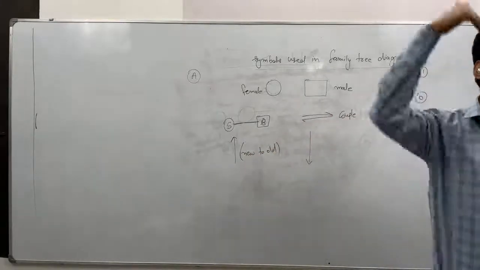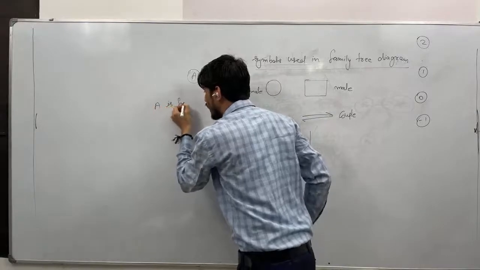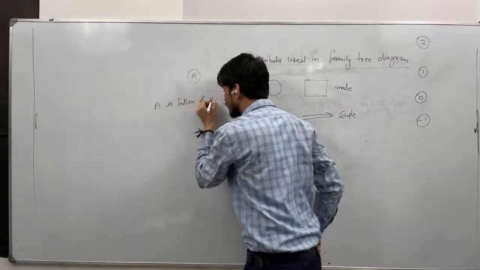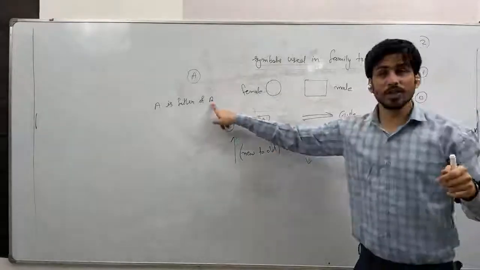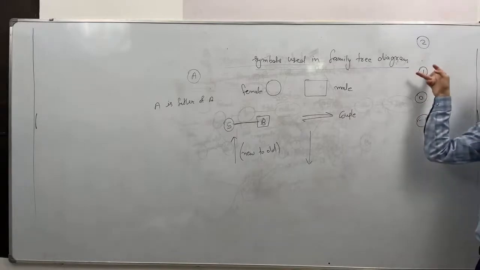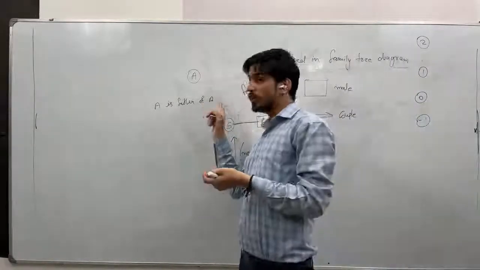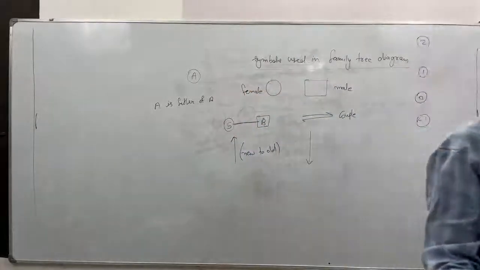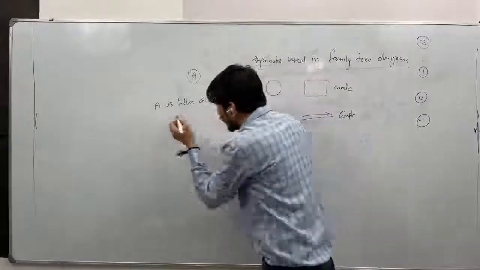Let's say I am calling my father, or if I use something like this, A is father of B. It means B is saying that A is my father. So B is in which generation? B is in the zero generation, right? So he is calling someone from the first generation. So I am supposed to use the up arrow, because A and B don't belong to the same generation. Clear? A and B don't belong to the same generation. So here what will I use? A is the father of B.